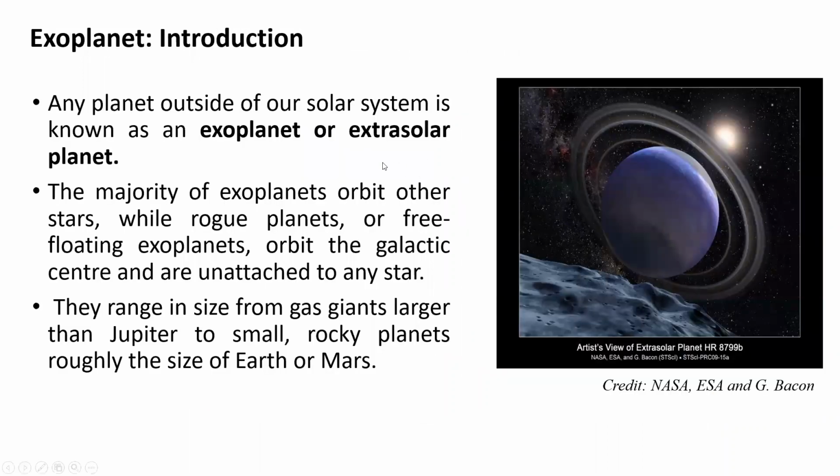So, what is an exoplanet? Well, an exoplanet is any planet outside our solar system. The majority of exoplanets orbit their stars, while rogue planets or free floating planets orbit the galactic center and are unattached to any star. Extrasolar planets range in size from gas giants larger than Jupiter to small rocky planets roughly the size of Earth or Mars.